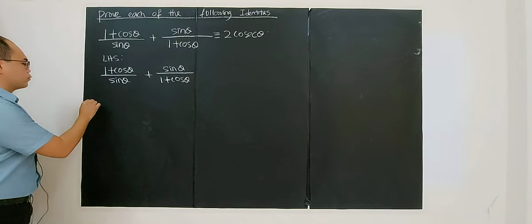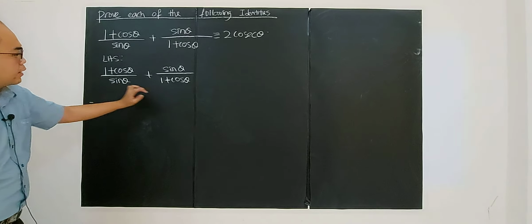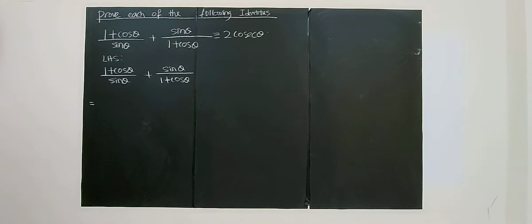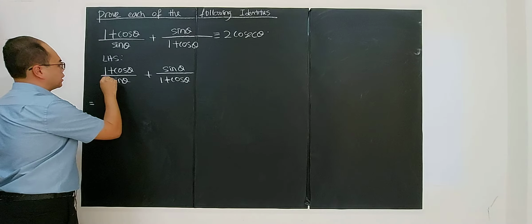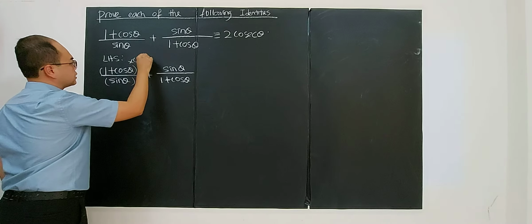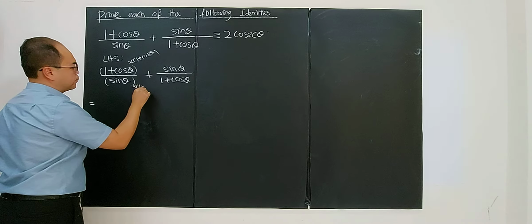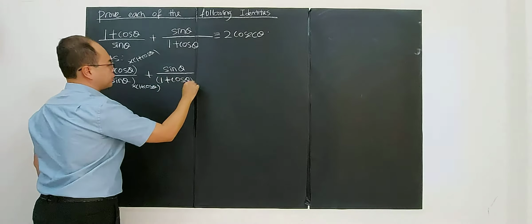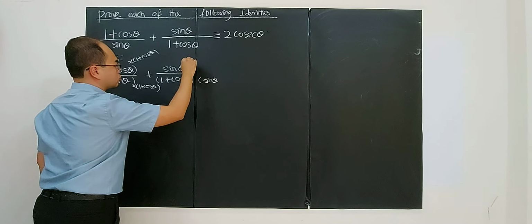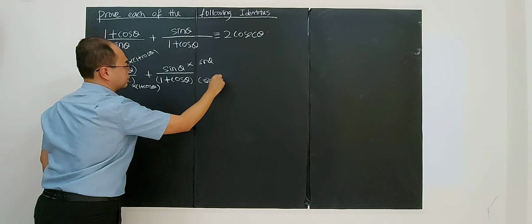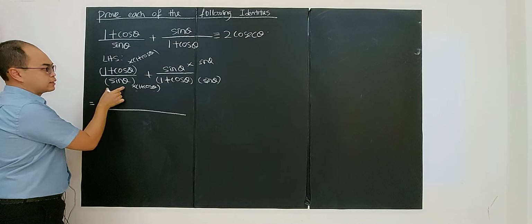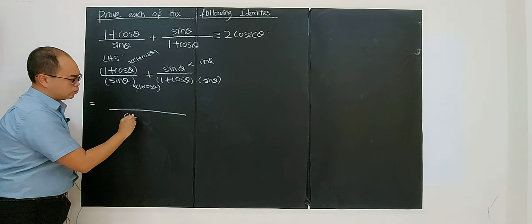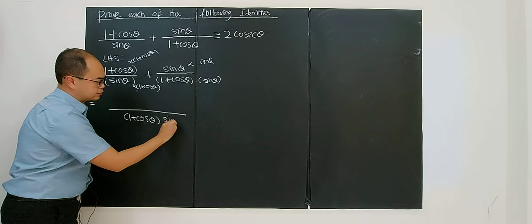The easiest way is to look at these two. In this one you have sine theta, and in the other one, the denominator, you have 1 plus cos theta. So you need to equate the denominators. You multiply this up and down with 1 plus cos theta, and you multiply the other one up and down with sine theta. Then you get the same denominator, 1 plus cos theta sine theta, 1 plus cos theta sine theta. So I write here 1 plus cosine theta sine theta.